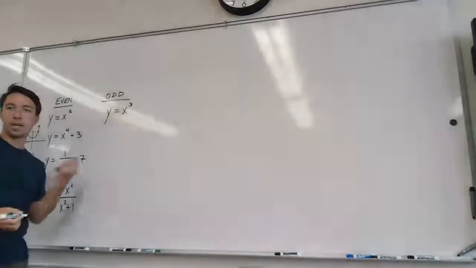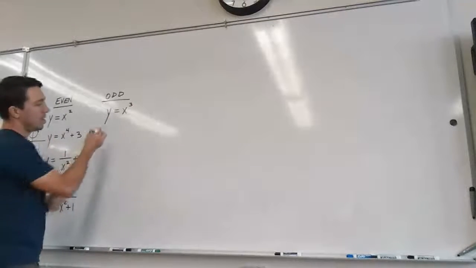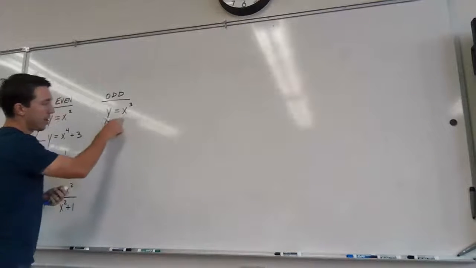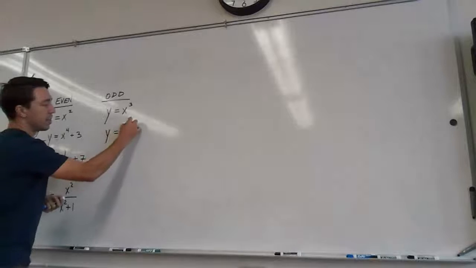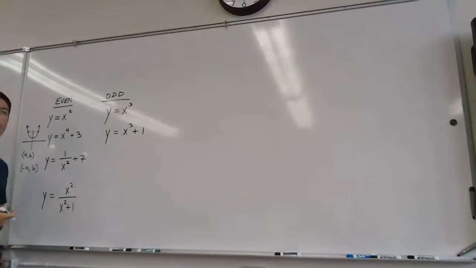Odd, the classic odd function, is the x cubed function. You plug in 2, you get 8. Plug in negative 2, you get negative 8. So it's easy to come up with a bunch of examples for this one. But you have to be careful though. Would this be odd if I just add something? Plug in 2, you get 9. Plug in negative 2, you get negative 7. It's not the same.